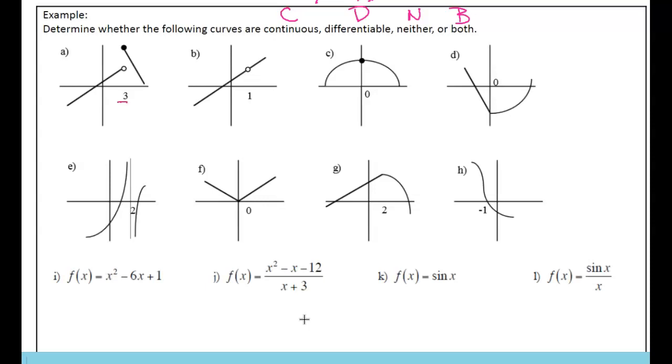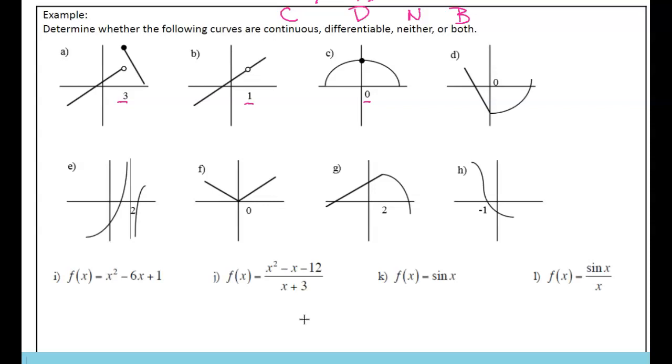So they have given us a specific value. If they don't, like on I, J, K, and L, that means it is for all values. But on these graphs, when they give you that special value, they only want you to identify it at that value. Okay, so just know that about the homework too.